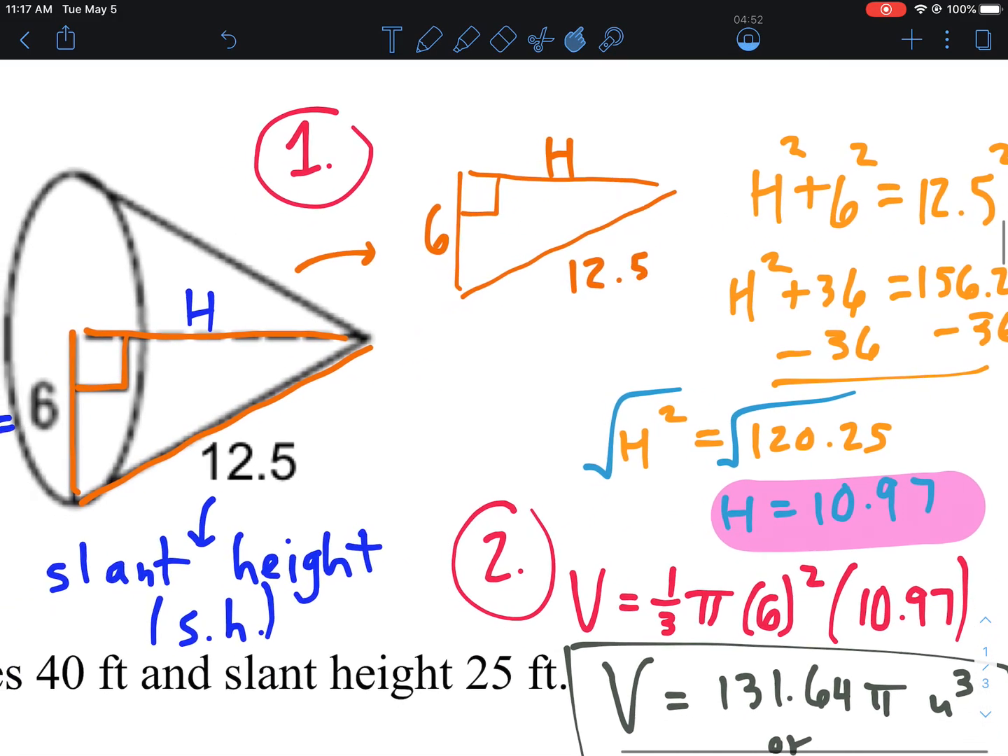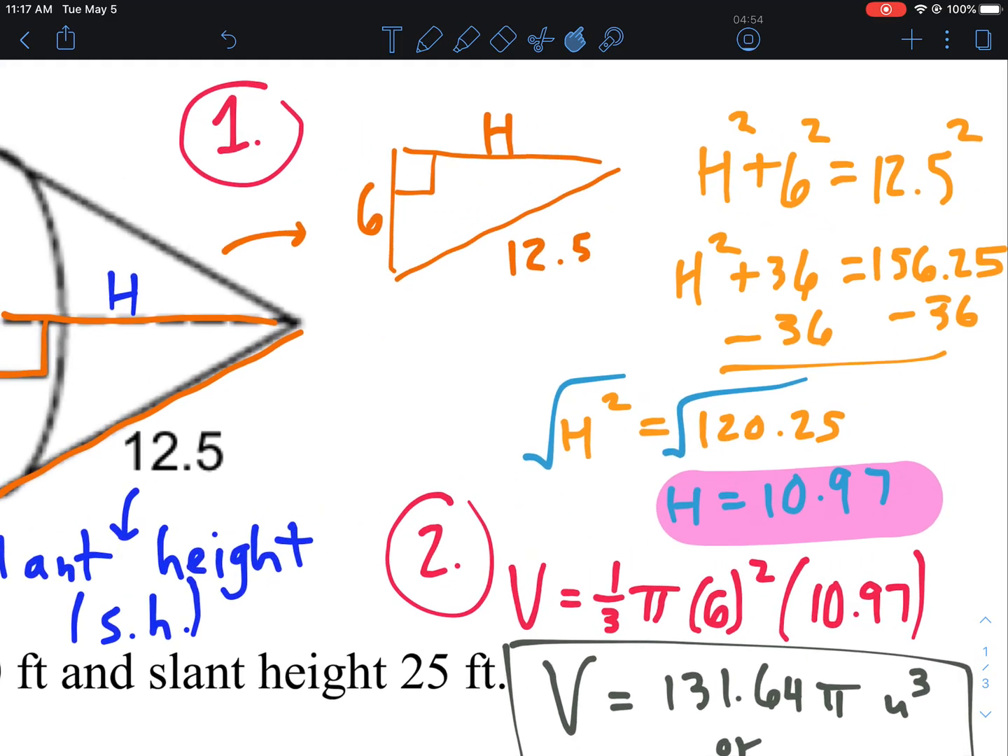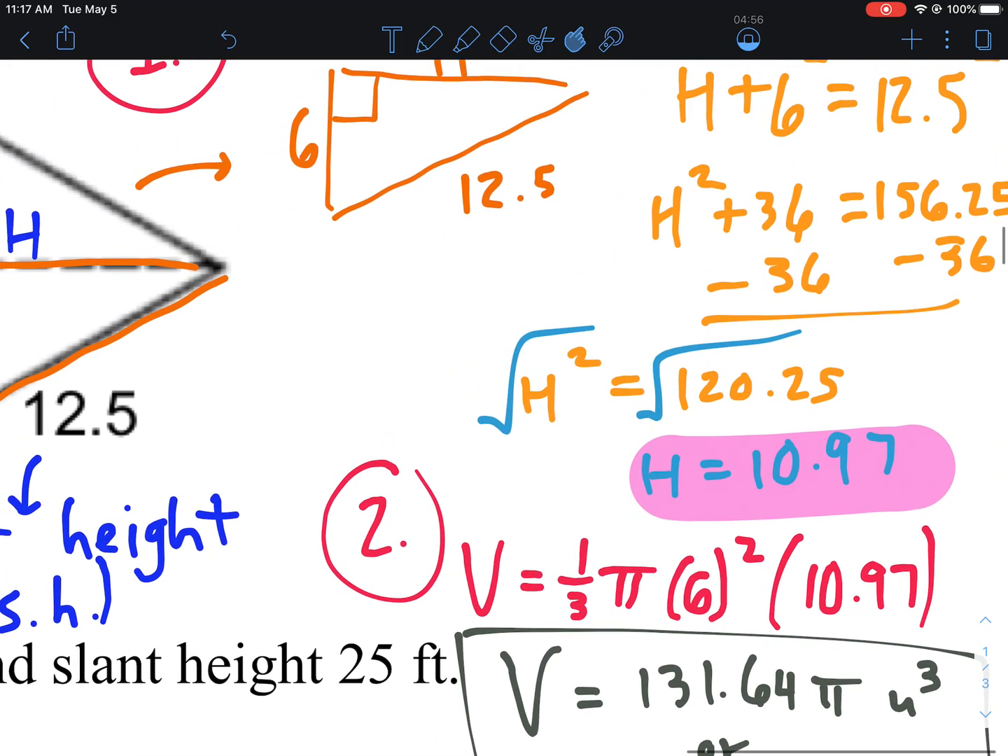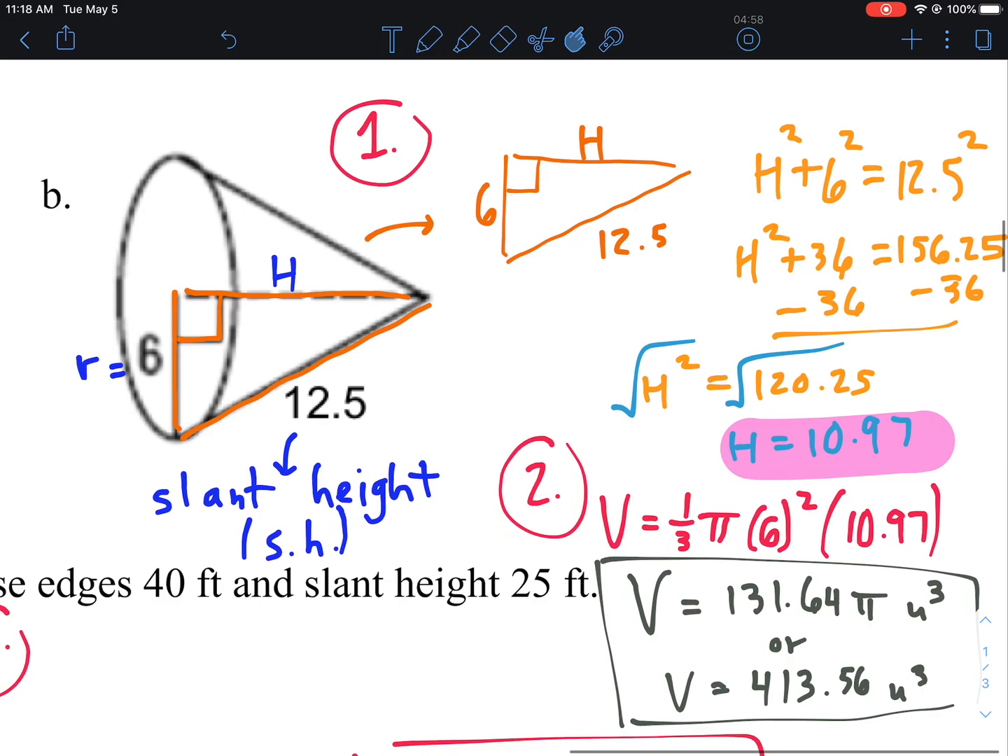So what you see here is a continuation of that. There's the Pythagorean theorem work. And for the height, you end up with 10.97. So again, if you need a moment to pause, you can. Now we know the height is 10.97.